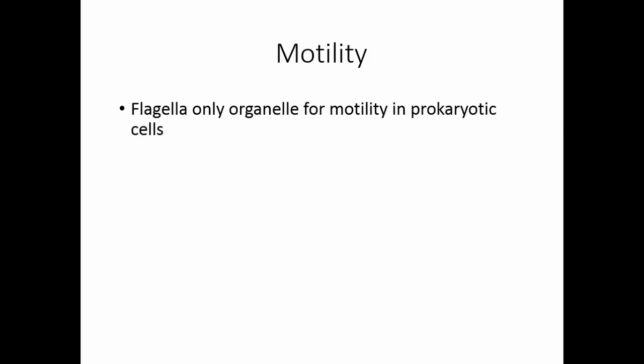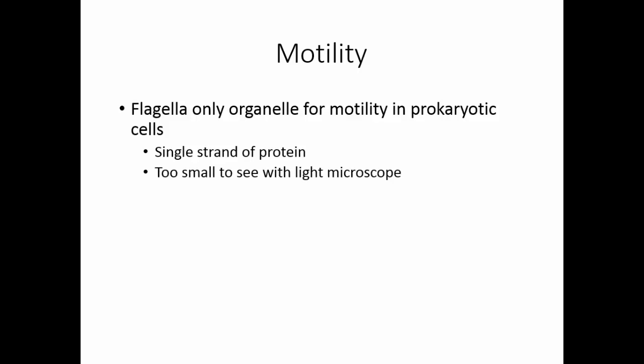Determining if bacteria are motile can be helpful in identifying them. Flagella are the only organelle for motility in prokaryotic cells, but the flagellum is only a single strand of protein, much too small to be seen with a light microscope. However, if we can demonstrate the organism is motile, then we've demonstrated that it has flagella.